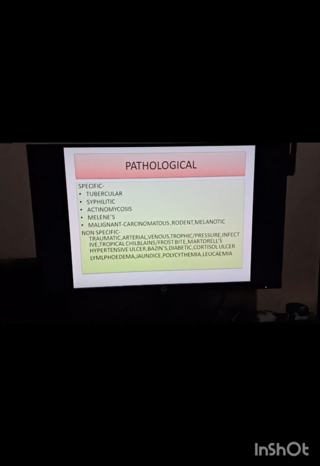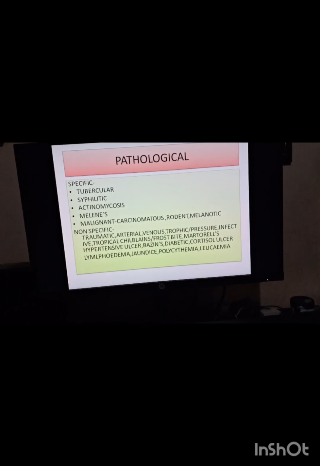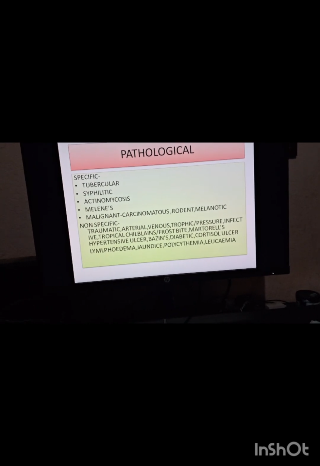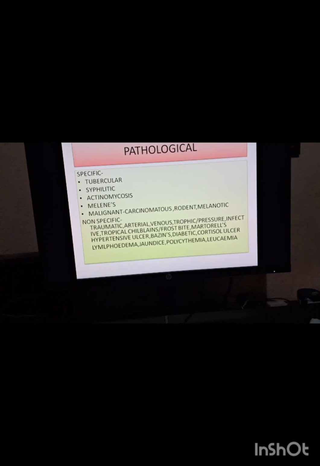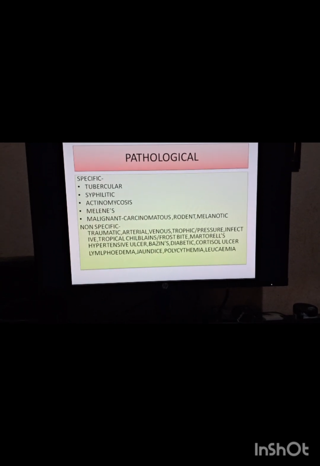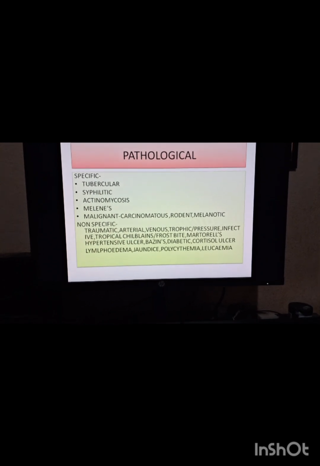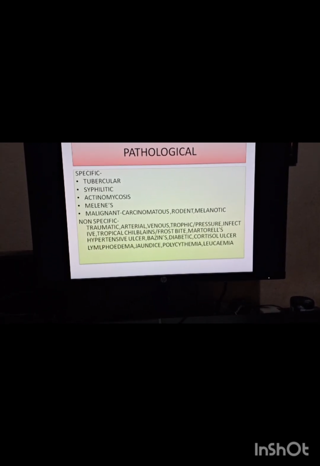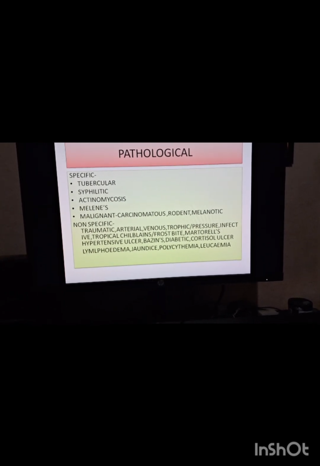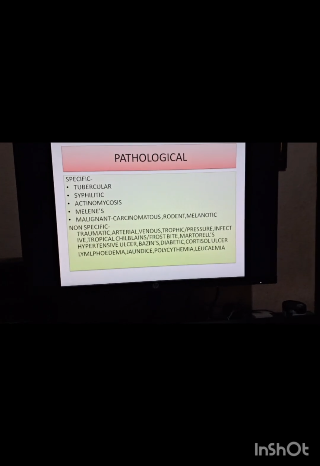Pathological classification of ulcer: specific ulcer seen in some specific diseases like tubercular ulcer, syphilitic ulcer, actinomycosis, Meleney's ulcer, malignant ulcer in carcinomatous, rodent or melanotic. Non-specific ulcer seen in traumatic ulcer, arterial or venous causes. Arterial cause may be because of atherosclerosis, Buerger's disease. Venous ulcer, trophic or pressure ulcer: because of loss of sensation, this ulcer occurs. That's called trophic or pressure ulcer.